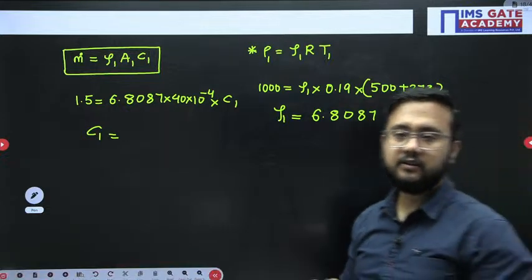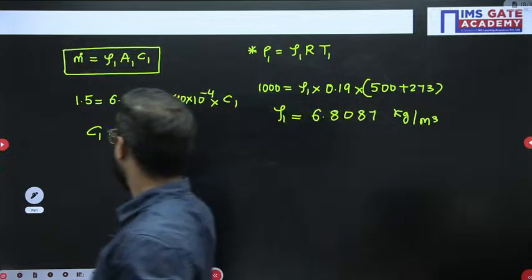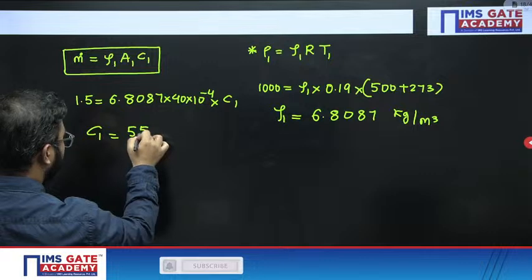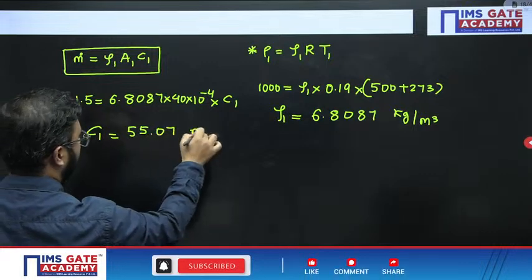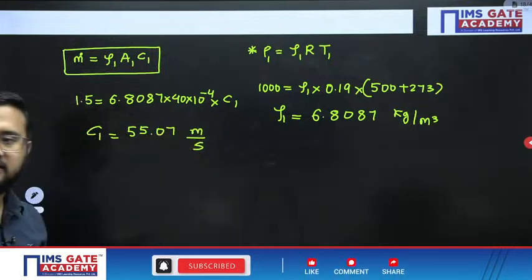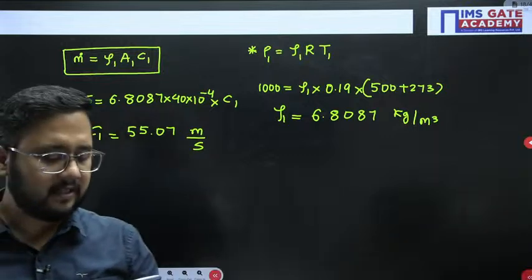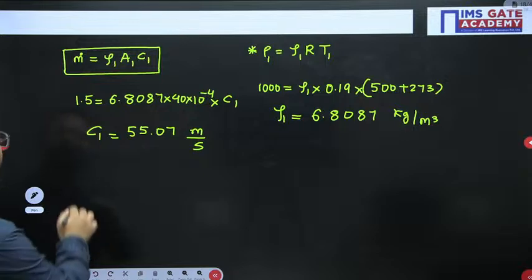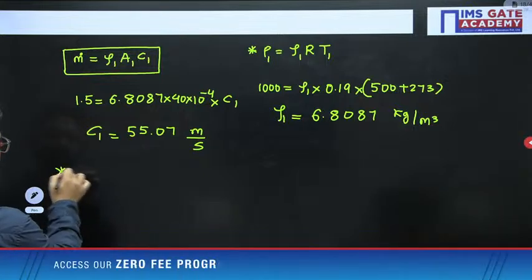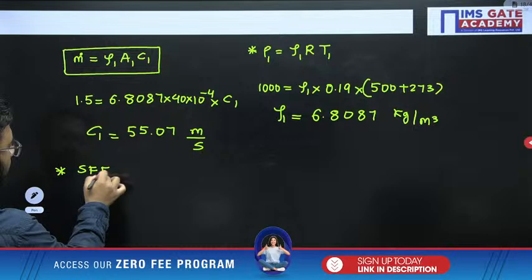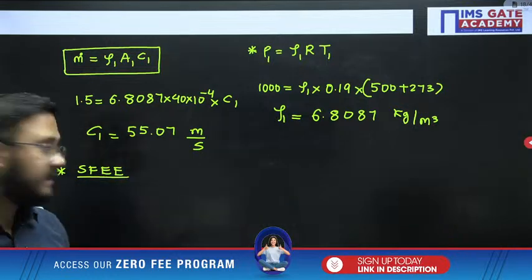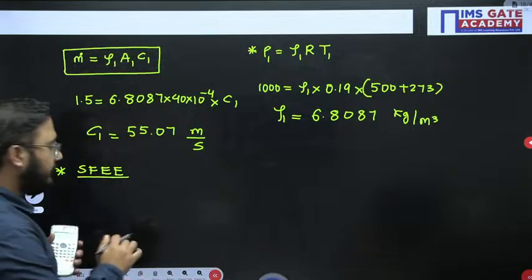C1 answer, Aditya, what is the C1 answer? Tell me. Is it 55.07? Just please cross check the answer. 55.07 it is coming, because that is the main data we need. After that, directly you will apply the steady flow energy equation. Yes, approximately 55 you are getting.